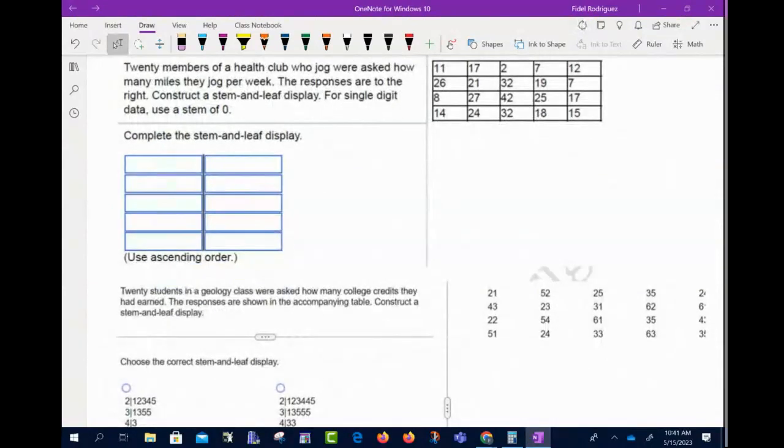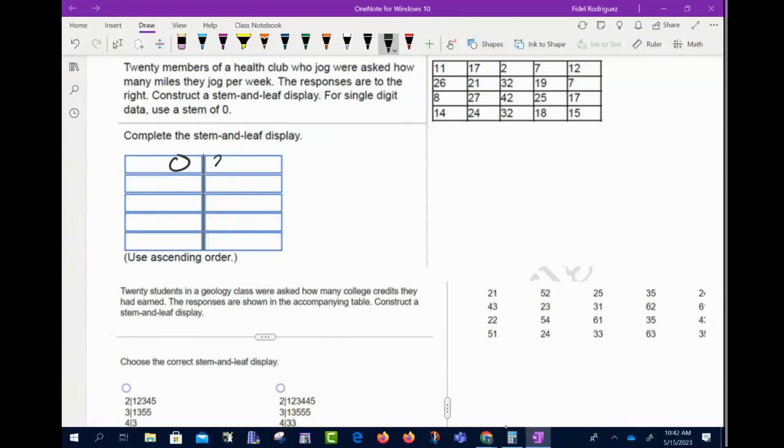So look, y'all, 20 members of a health club who jog were asked how many miles they jog per week. Use the responses given to the right to construct a stem and leaf plot. For single digit data, use a stem of 0. Okay, so look, y'all, this is what we're going to do. We're going to go 0. Okay, do we have any single digit numbers?